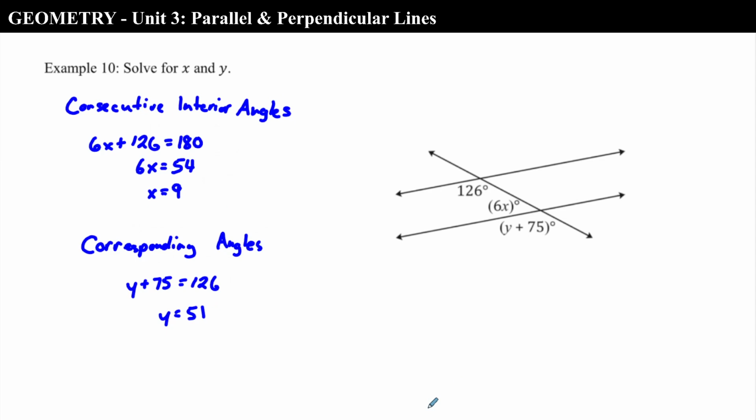Okay, so that does it for section 2. Now that we know a little bit about the various theorems and the postulate that we've learned in this section, we're going to flip it in the next section and talk about how we can prove lines are parallel.